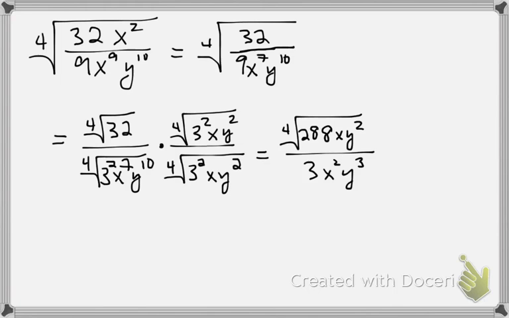Because how many fourths of the 3 do we have? Just one of them. But how many fourths of the x do we have? 2 of them, because it's an 8th power. And how many fourths of the y do we have? 3 of them, because it's a 12th power. Do you guys see that okay?